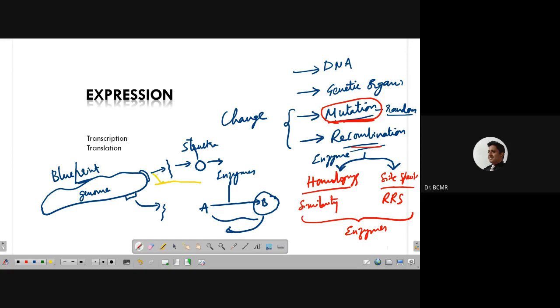So we will, and also in the later part, in the last unit, we will learn about when should expression occur and how much should expression occur. Right? It is regulation of gene expression.